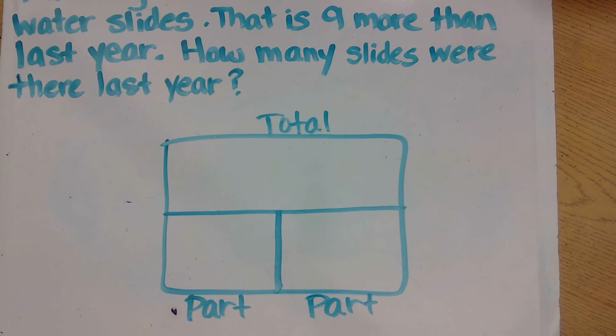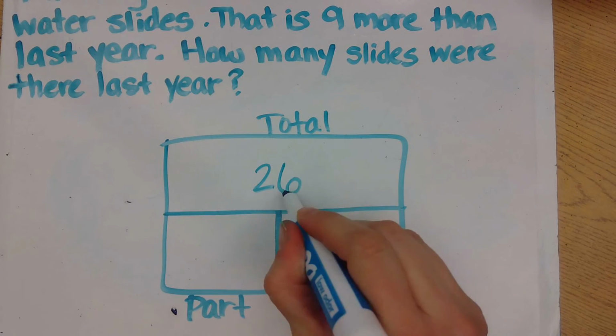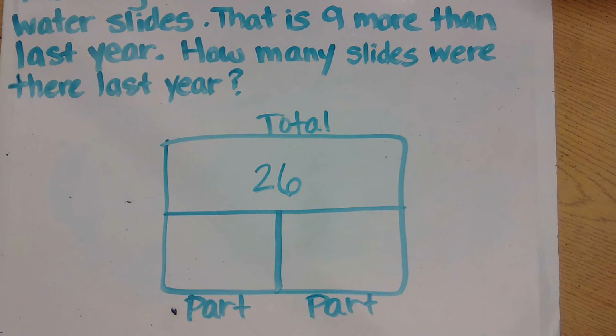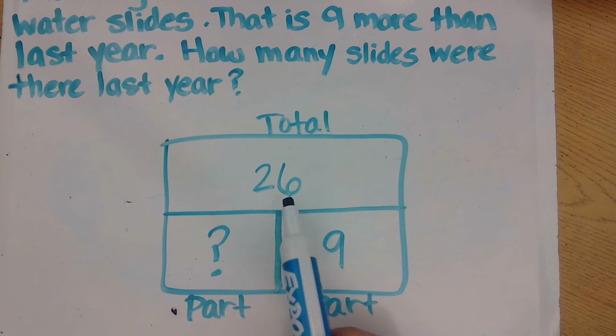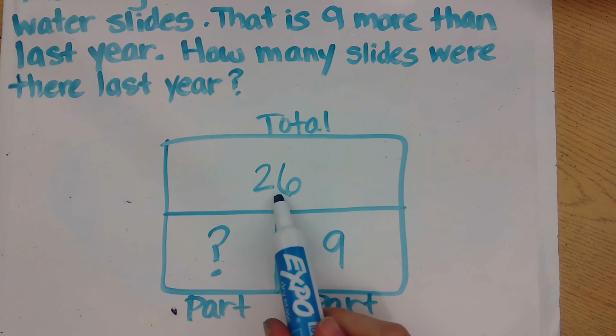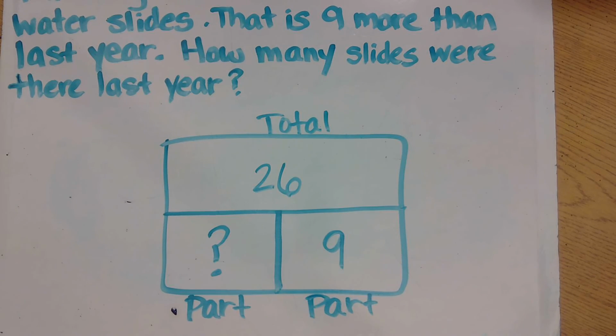If you chose to use the part total diagram, I know there are 26 slides in all. That's going to be our total. Of these, some slides were there last year, but we don't know how many yet. And 9 slides were added this year. So if you chose to use the part total diagram, this is what your diagram should look like. 26 as the total, 9 new slides over the year, and we have to figure out what the other part would be to make 26. So 9 plus what number equals 26? Or you could think 26 minus 9 equals the mystery number.